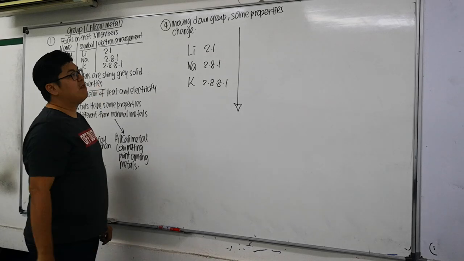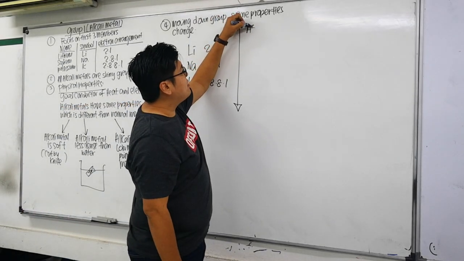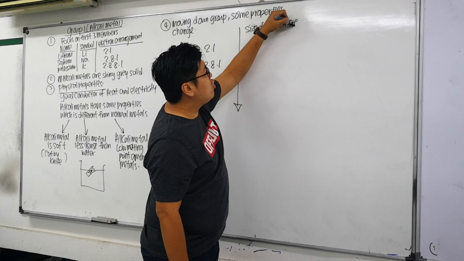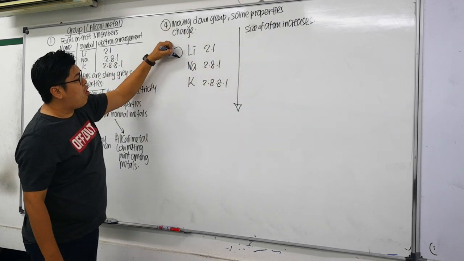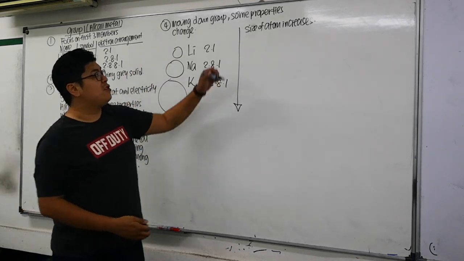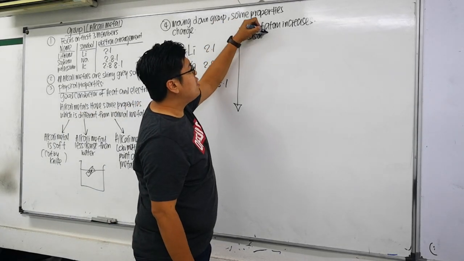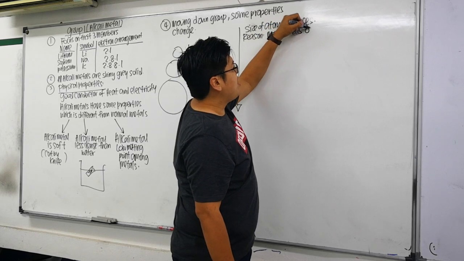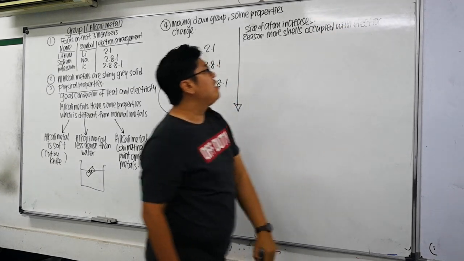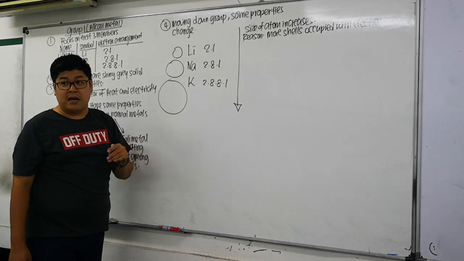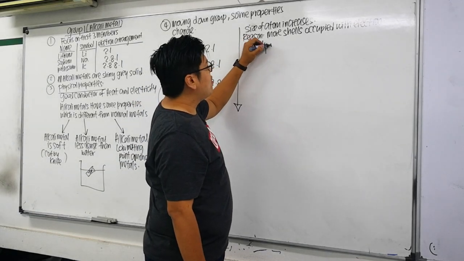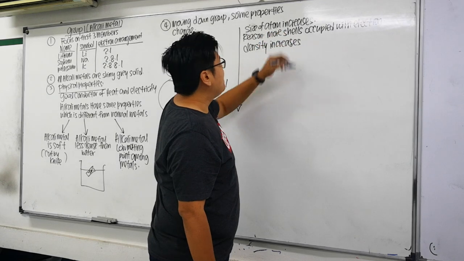Focusing on three things. First one, from top to bottom, the size of the atom increases. Going down the group, they become larger and larger. Lithium is small, sodium is larger, potassium is huge. Everyone knows why, right? We learned this in Group 18. If they ask you why the size of atom increases, it is because you have more and more shells occupied with electrons. More and more circles filled up with electrons. That's why they become larger. Two circles, three circles, four circles. Understand? Alright, second thing. Going down the group, the density increases. Why does density increase?